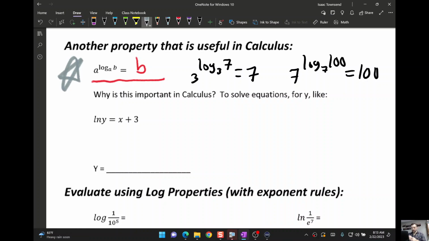But again, truthfully, it's just a little bit pattern recognition. The reason why you need to know this for calculus is sometimes we want to be able to solve this, go from natural log equals to just y equals. And while you might think you can just divide both sides by natural log, it doesn't work that way because this isn't natural log times y, it's natural log of y.